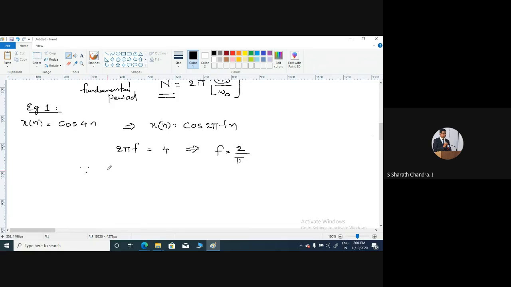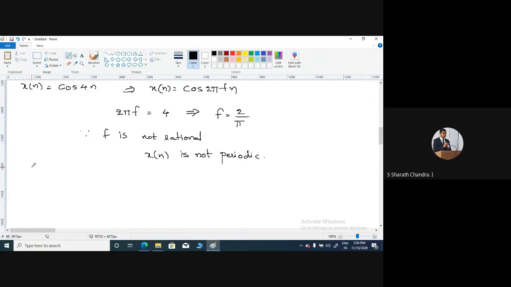Since pi is an irrational number, f equal to 2 by pi is not a rational number. Therefore, x of n is not periodic. Okay, it is a non-periodic signal. This is how you need to check whether a given signal is periodic or not. And we shall proceed further to one more example where I consider a composite signal.